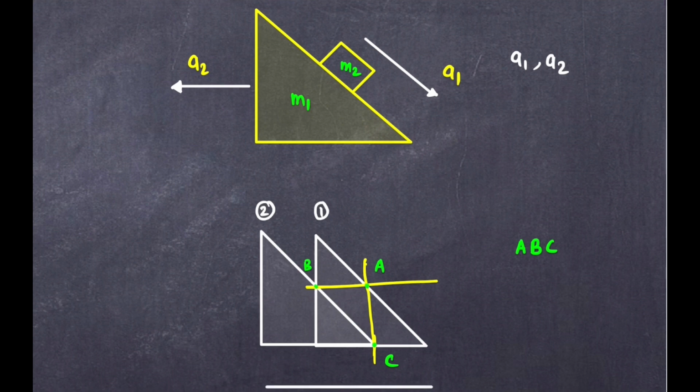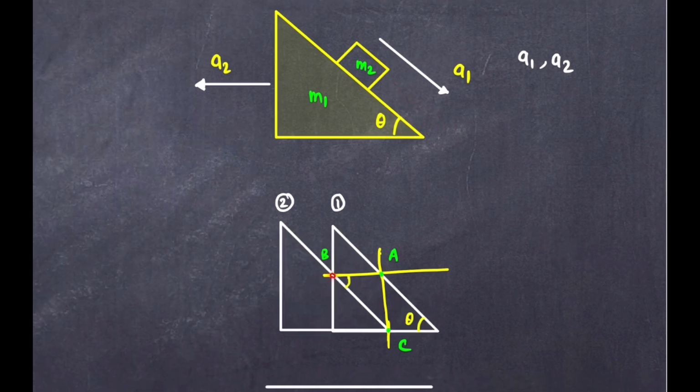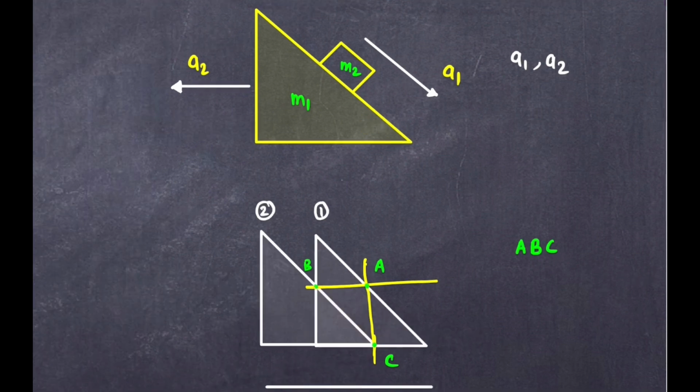So that means in the triangle ABC, which side will represent the acceleration A1? Yeah, this side. The BC side will give us the acceleration A1, because the acceleration of A1 is at an angle theta, and the BC side is also at an angle theta with the base. So the acceleration A1 will be along the side BC. So this will be our acceleration A1.